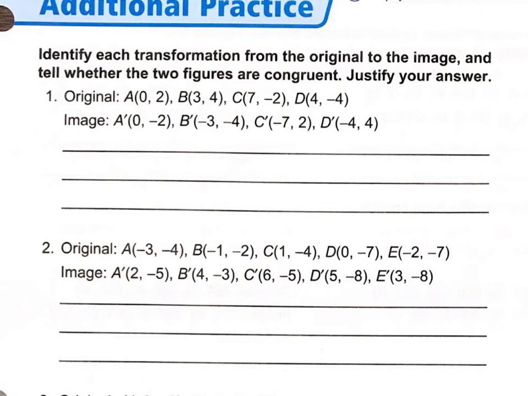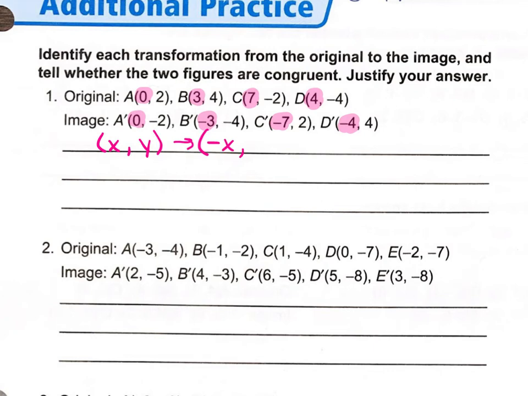So I'm going to start by looking at my x's. From A to A prime, I go from 0 to 0. From B to B prime, 3 to negative 3. From C to C prime, 7 to negative 7. And from D to D prime, 4 to negative 4. So I can tell an obvious pattern here going from x, y, of what happens to x, it changes its sign every time.